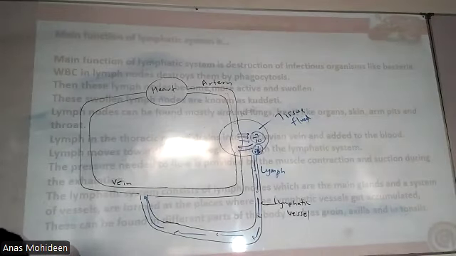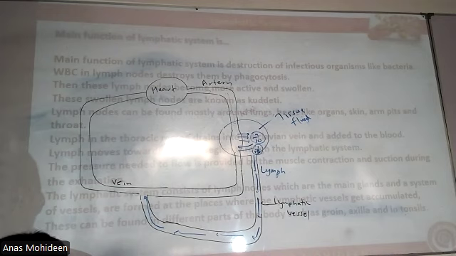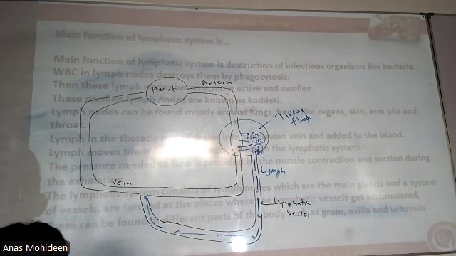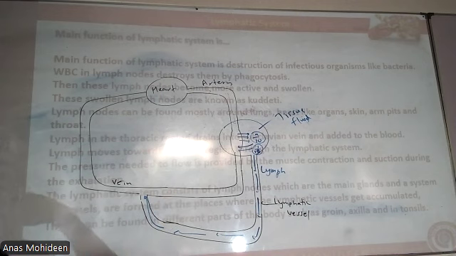Lymph in the thoracic region drains into the subclavian vein and is added to the blood. Please read: lymph moves towards the thoracic region through the lymphatic system. The pressure needed to flow. Just read them. We already discussed that. When the muscle is contracted, it gives the pressure to flow the lymph through the lymphatic vessel.